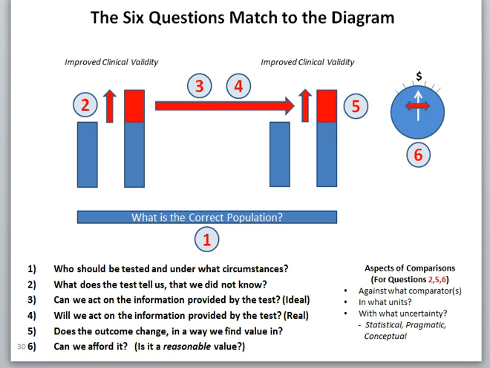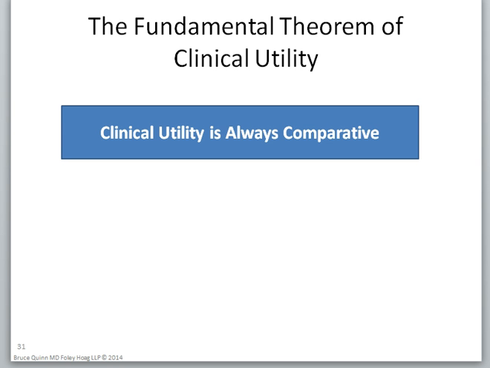Question 6 is a meter that shows the impact on finances. It could be anything. It could be dollars per quality adjusted life year. It could be a budget impact model, but there'll probably be some sense of what the heck this thing costs. Also, look at questions 2, 5, and 6. They're comparisons. And when you have comparisons, you'll always ask against what comparator, in what units, and with what uncertainty. We'll talk about these in more detail.